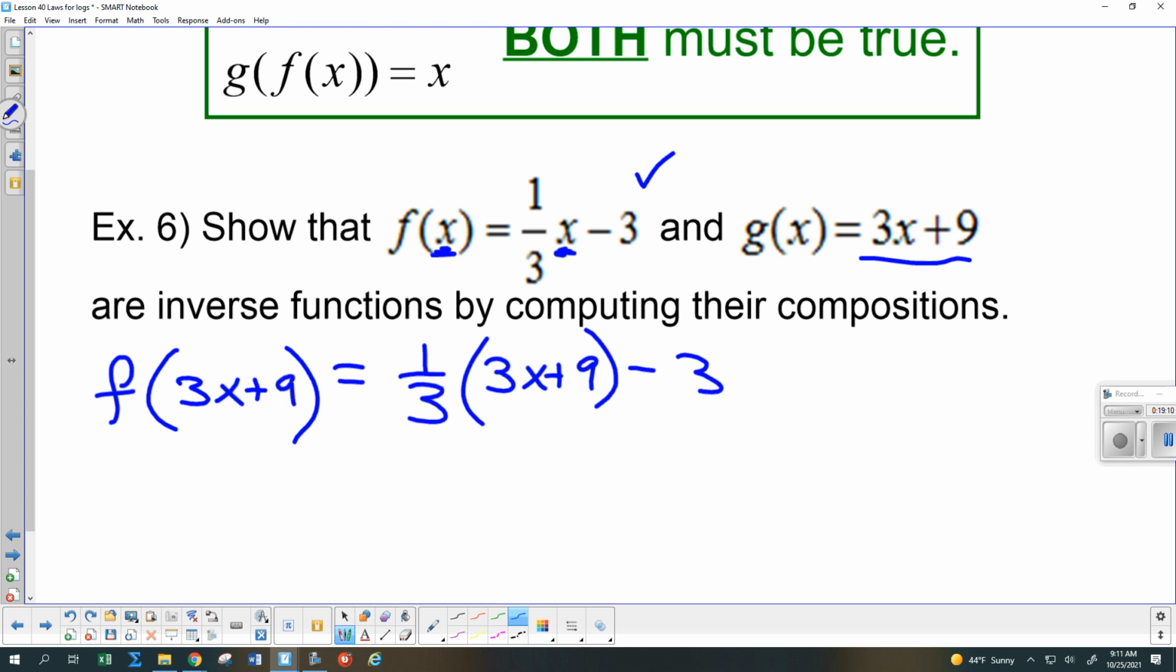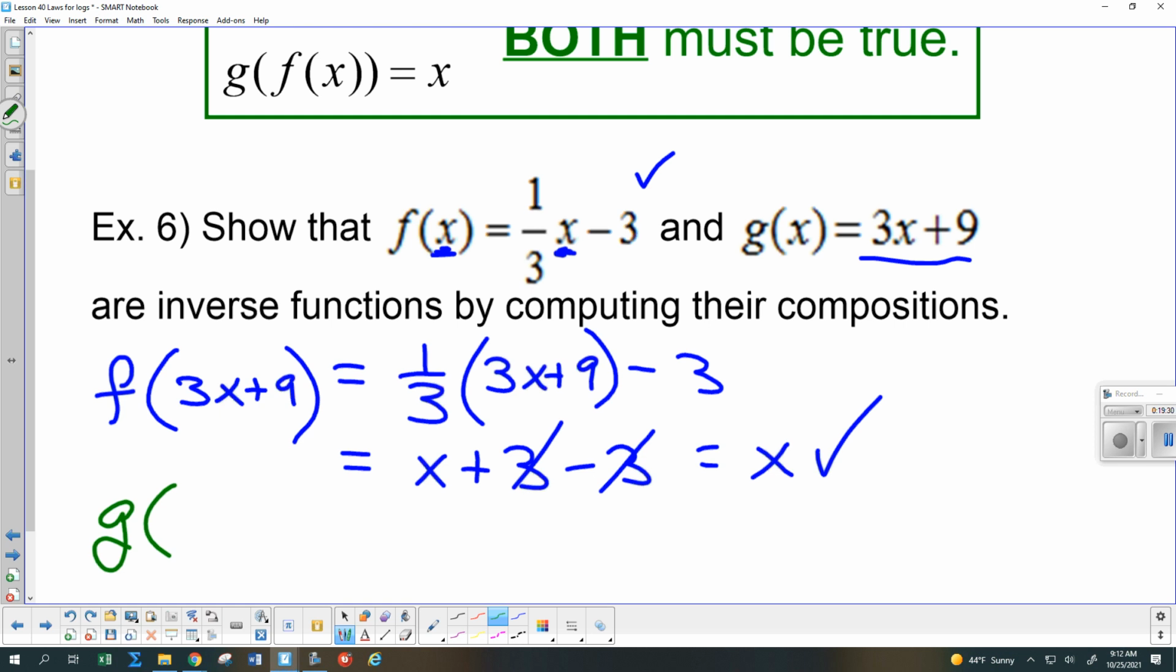It is not mental math. Write down the work. Distribute the 1/3, and we have x plus 3, and then minus 3. The 3's cancel, and we just have x. So far, so good. But that's only one way. We have to calculate the other composition, which means g of, and this time we're going to put f, the whole 1/3 x minus 3, in where we had an x in the rule for g.